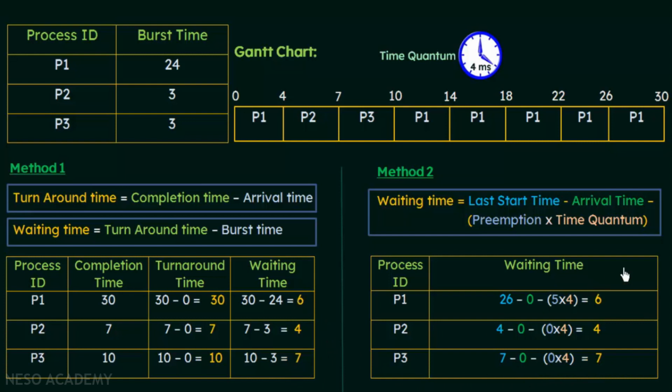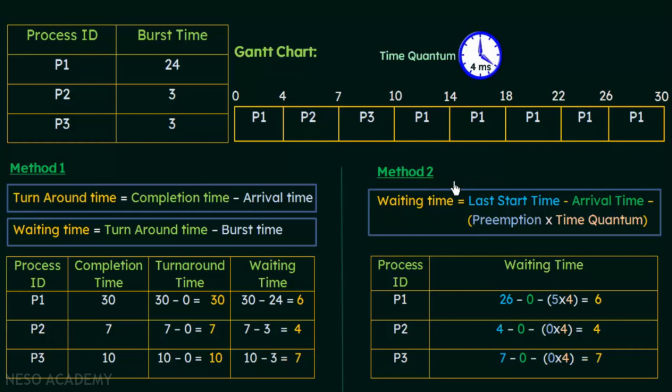So if you compare here and here, we see that in both the methods, we are getting the same answer. So this first method can be used when you have to calculate both turnaround time and waiting times. And the second method can be used if you only want to calculate the waiting times. So that is how you calculate the turnaround time and waiting times.